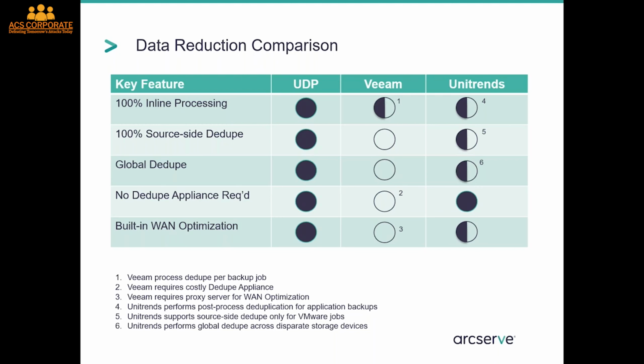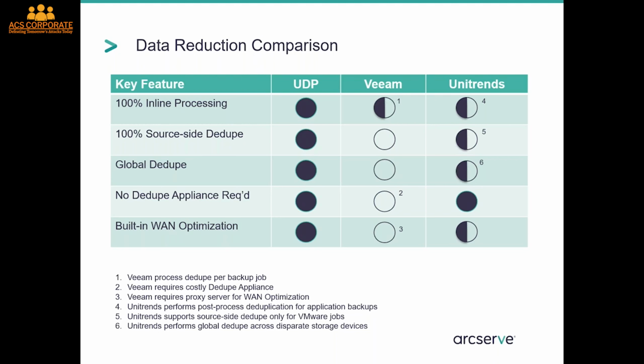100% source side, again, UDP provides that. There is a limited capability with Unitrends to support source side dedupe on VMware jobs only. But if you've got physical or Hyper-V environments, you can't do source side dedupe. Global dedupe, again, Veeam don't provide that because they need a separate backup repository for each plan. We provide that. Unitrends, again, have performed global dedupe across disparate storage devices, but it's not an effective way like we do it. We've also got no dedupe appliance required.